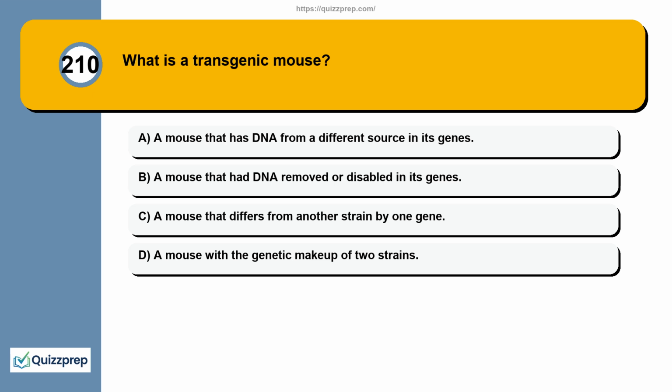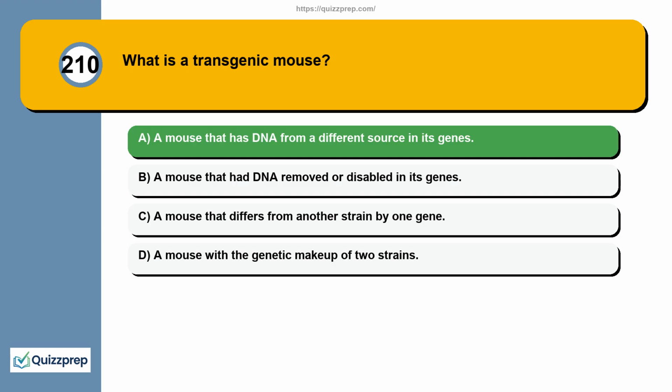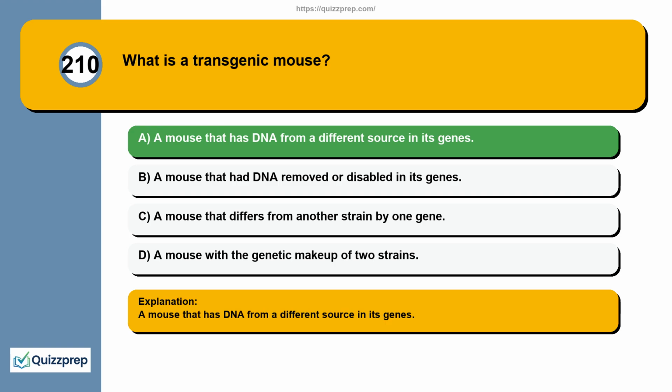Option A. A mouse that has DNA from a different source in its genes. Option B. A mouse that had DNA removed or disabled in its genes. Option C. A mouse that differs from another strain by one gene. Option D. A mouse with the genetic makeup of 2 strains. The correct answer is option A. A mouse that has DNA from a different source in its genes.